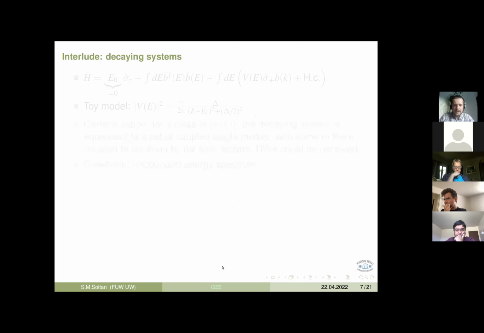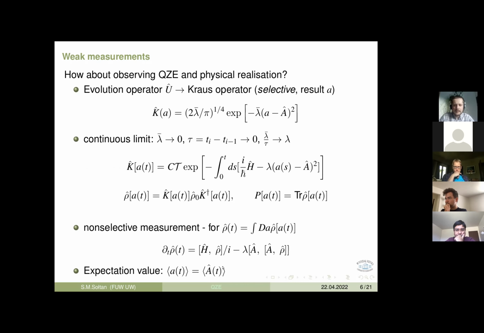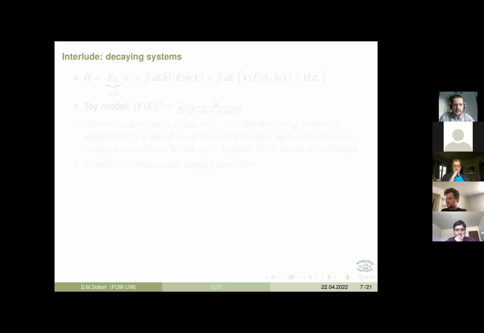Yeah. So now I'd like to make a short detour to the domain of unstable decaying systems, how they are modeled in my analysis, and well, it may be interesting all in itself.